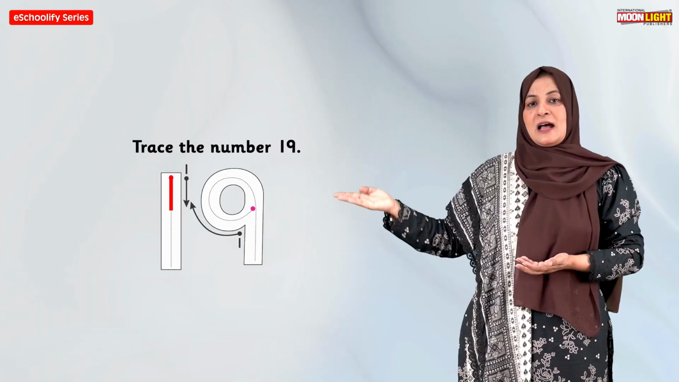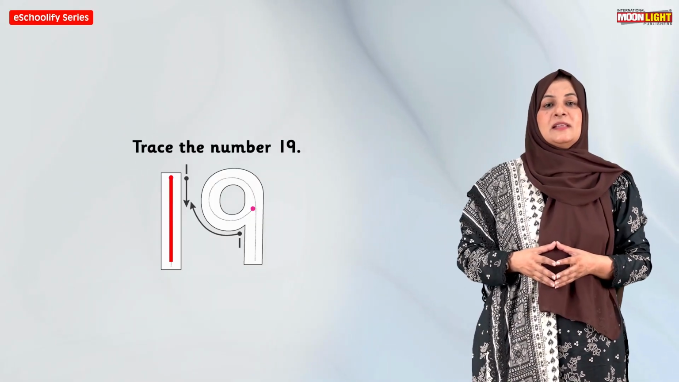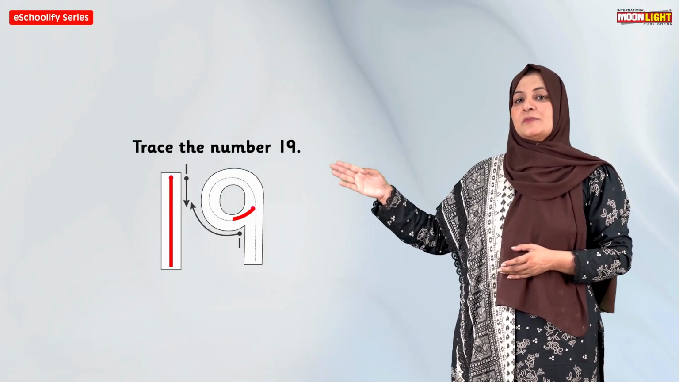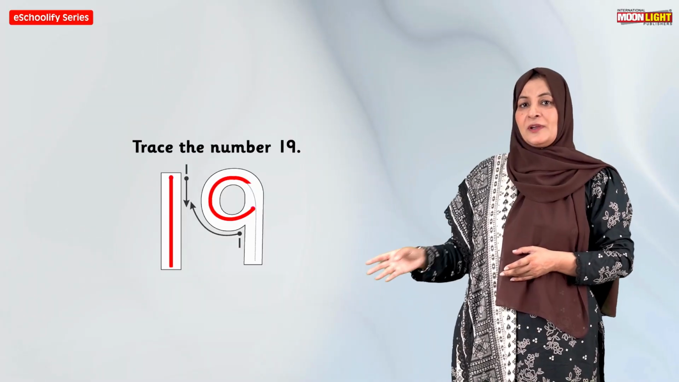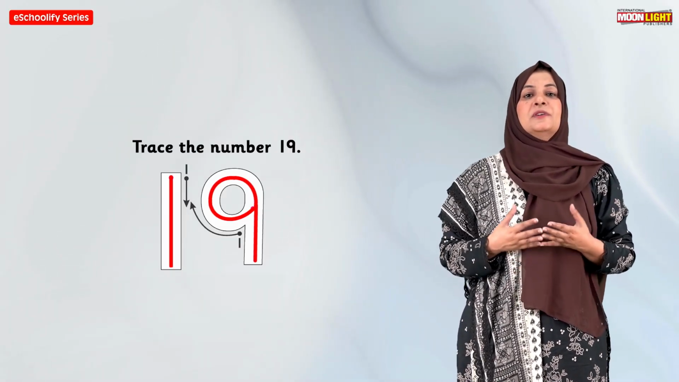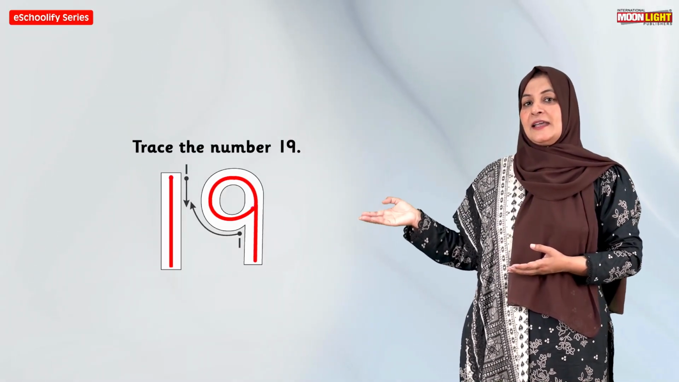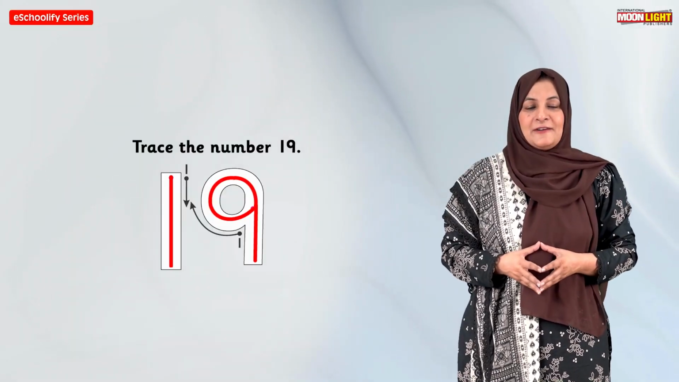Start from the dot, come straight down, it will make number 1. Start from the dot, make a semicircle, go up, come straight down, it will make number 9. 10 and 9, 19. Very good.